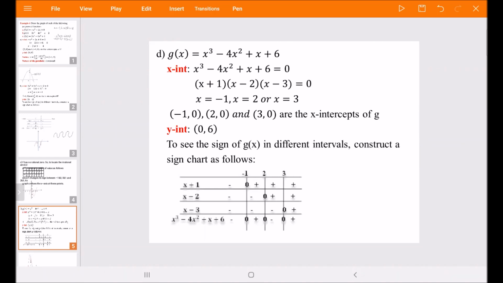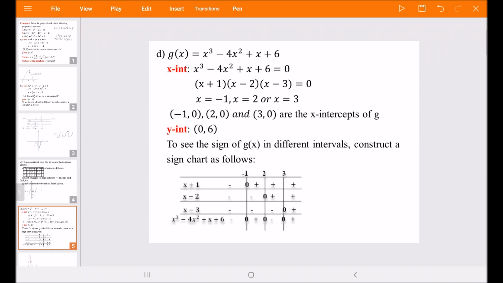So it is time to write g of x in its factorized form, and g of x is equal to x plus 1 times x minus 2 times x minus 3. And we use the factor theorem. If x is equal to minus 1, x is equal to 2, and x is equal to 3 are the zeros of a polynomial, then x minus minus 1, that is x plus 1, x minus 2, and x minus 3 will be the factors of the given polynomial. So the points minus 1, 0, 2, 0, and 3, 0 are the x-intercepts of this polynomial.